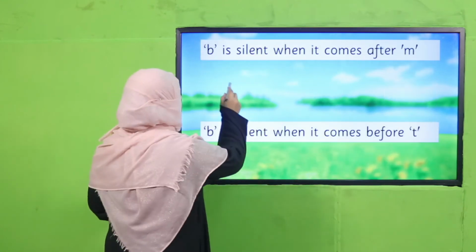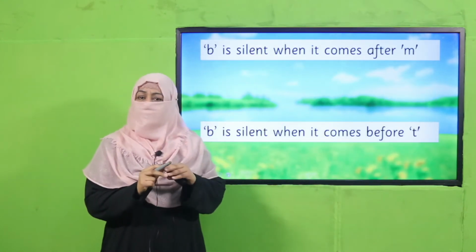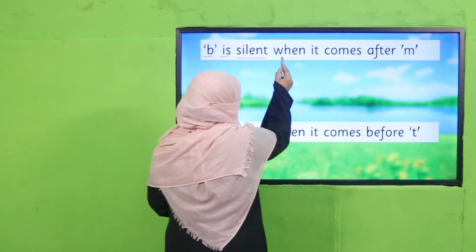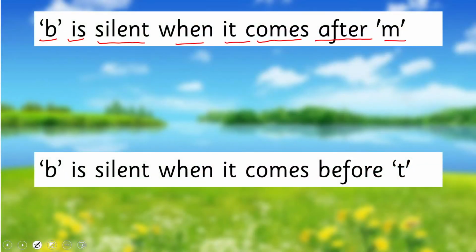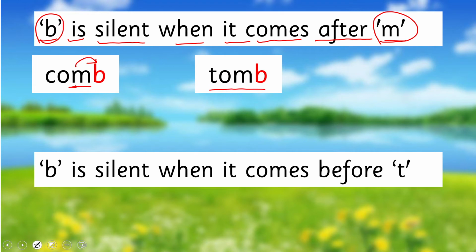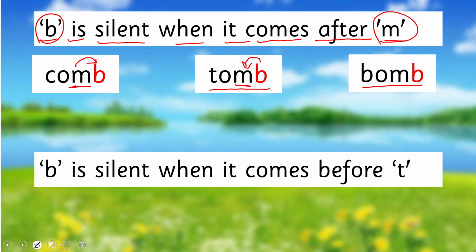The next rule is for B. For B, there are two conditions. In condition 1, B is silent when it comes after M. Like B is there, and before B there is M. Like comb, M is there. This M makes this B silent. Tomb, bomb. This B, why? Because before B there is M. This M makes this B silent.